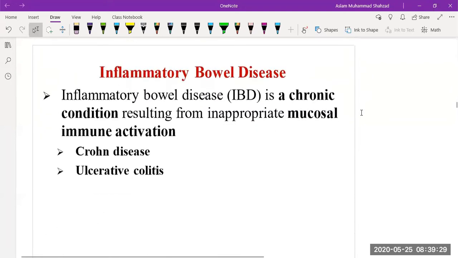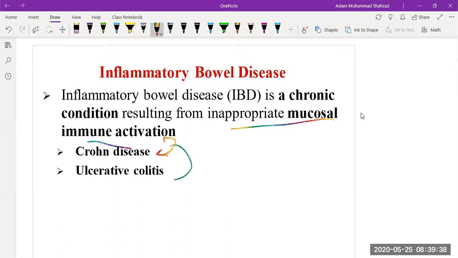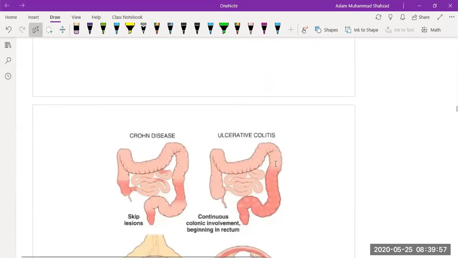So it is defined as a chronic condition resulting from inappropriate mucosal immune activation, and it has been classified into either Crohn disease or ulcerative colitis. We will discuss the case study in our upcoming lecture, especially on ulcerative colitis. So the first thing we need to know is that it is the inappropriate immune activation, and it has been classified into two types. One is Crohn disease and the second one is ulcerative colitis.